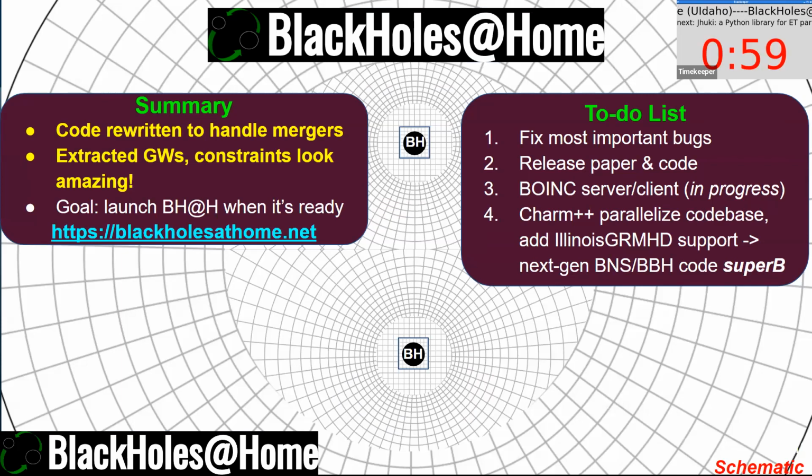Of course. We're going to be next releasing the paper and the code. And then the BOINC server and client will be launched shortly thereafter, is the plan. And we received funding to Charm++ parallelize this code base. So finally, that third item on our priority list will sort of rise up on the priority list. We're going to add Illinois GRMHD support for next generation binary neutron star and binary black hole simulation. So thank you very much.